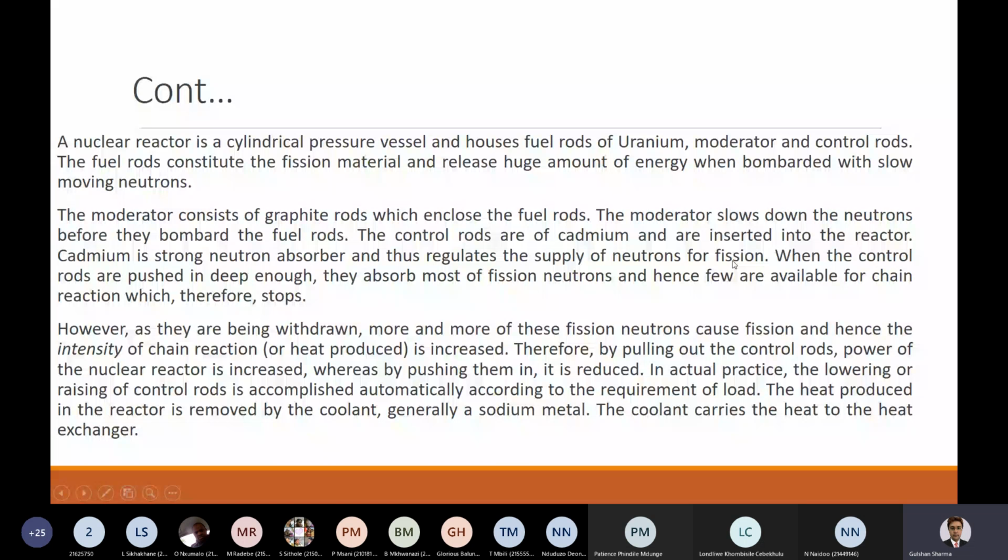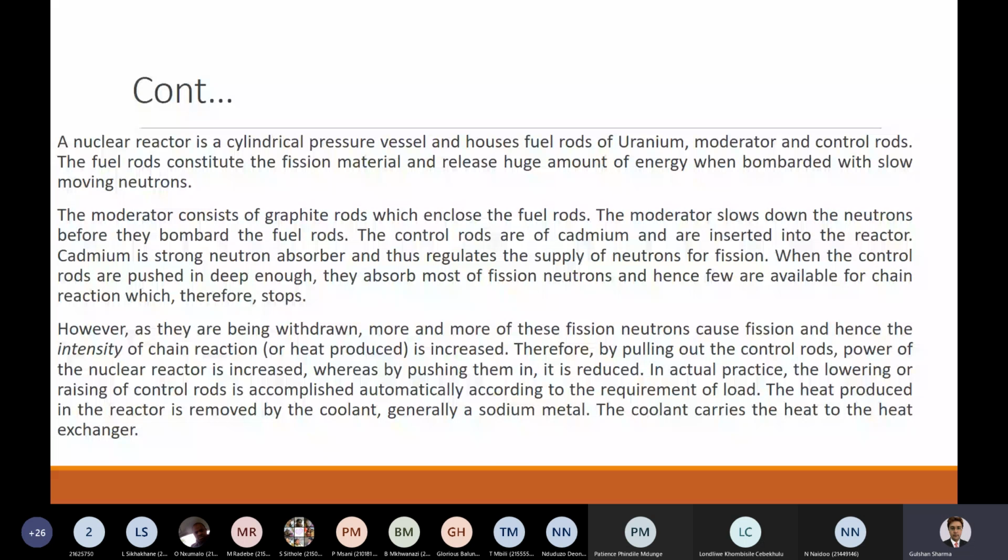Now when the control rods are pushed in deep enough, as we have discussed, they absorb most of the fission neutrons, and hence very few are available for the chain reaction and therefore it stops. However, as they are being withdrawn, meaning your control rod has been pulled out from the nuclear reactor, what will happen? More and more fission neutrons will cause the fission reaction, and the intensity of the chain reaction, meaning the heat produced, will be higher and higher.